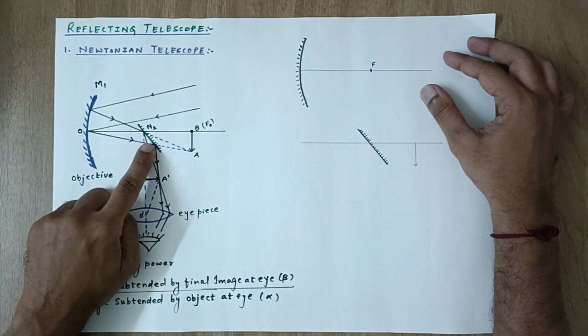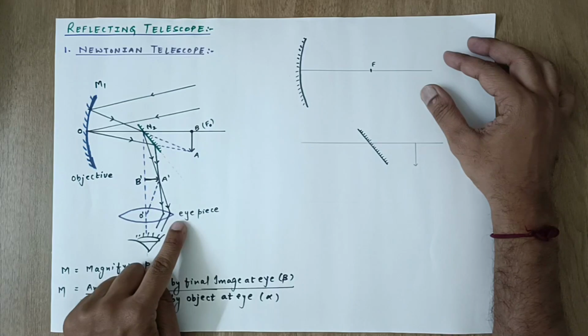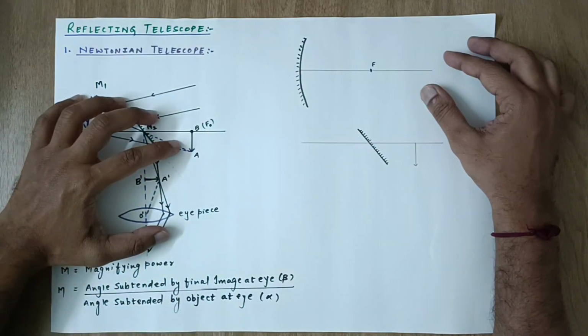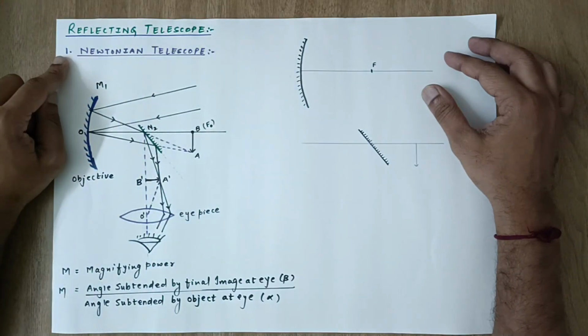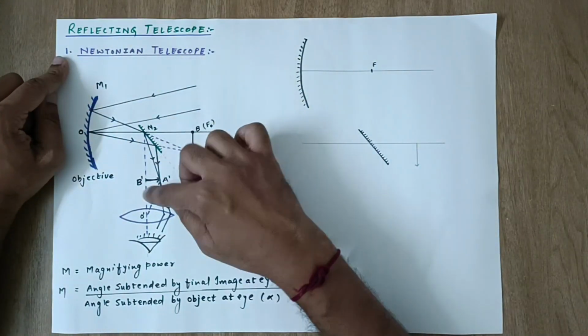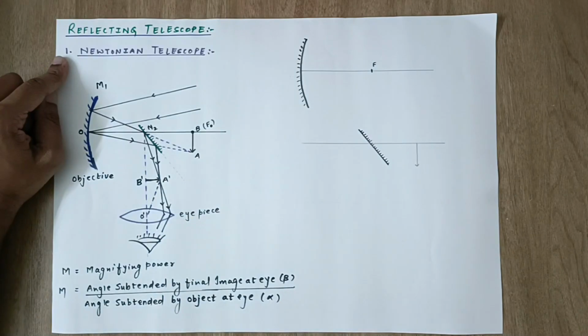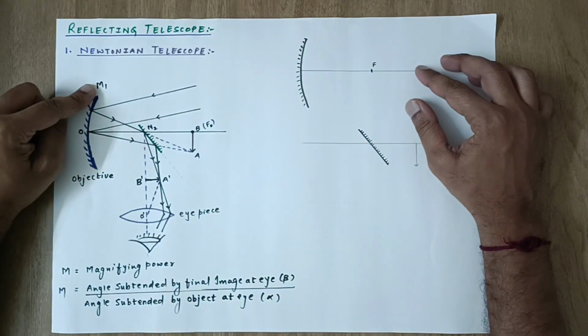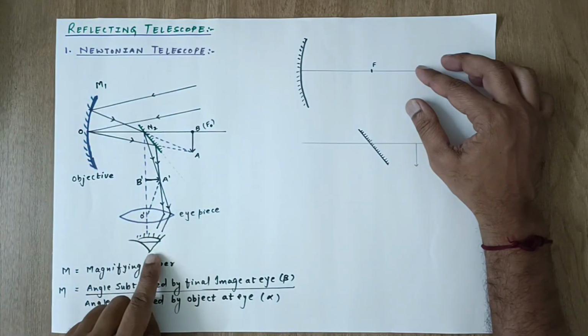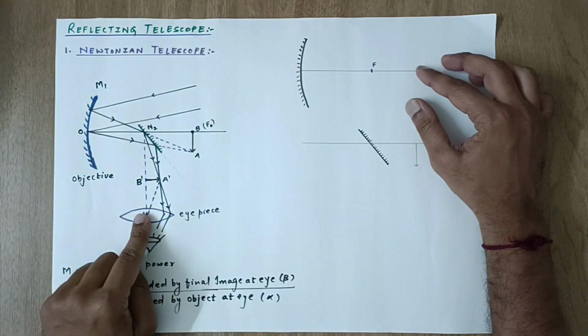Now, here in the construction is a concave mirror. Then we have a plane mirror. Then we have an eyepiece, which is a convex lens. The set of 3 makes the Newtonian reflecting telescope. We call this a reflecting telescope because the light gets reflected and finally reaches our eye through this eyepiece. This is the objective, the main part of the Newtonian telescope. This is the eyepiece, where our eye is comparatively close.